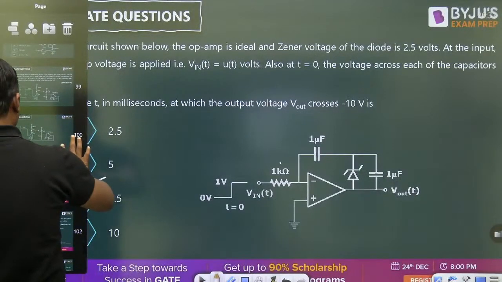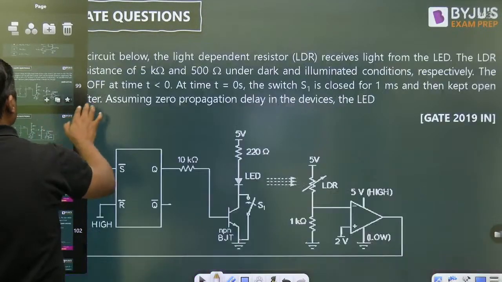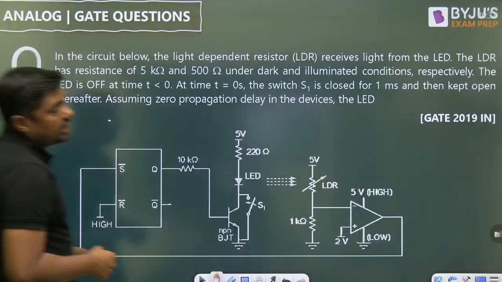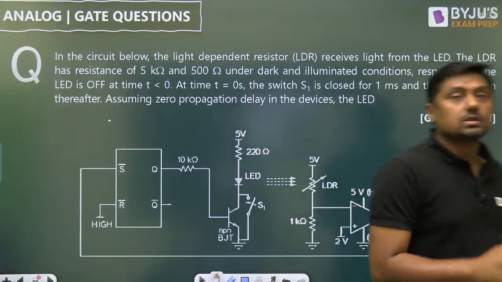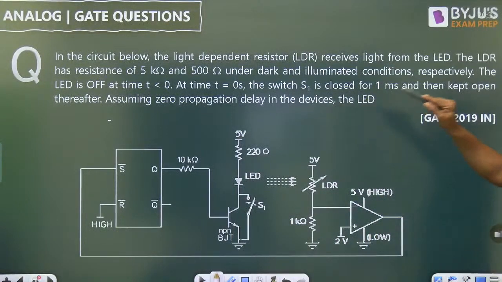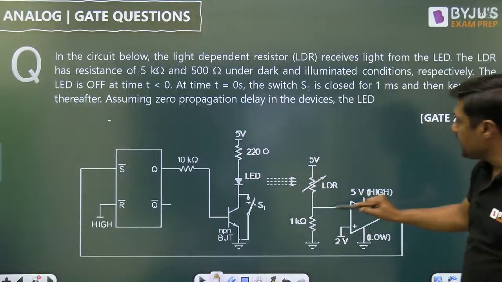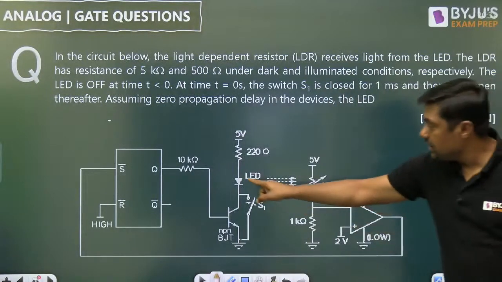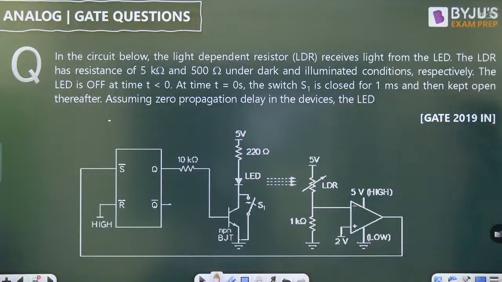One last question. This was the question. Yes, that is from Instrumentation Branch. What will be the answer? In the circuit below, light dependent resistor. This is the light dependent resistor here. LDR, light dependent resistor. Here LED will give the light.